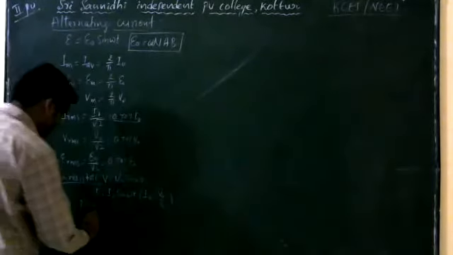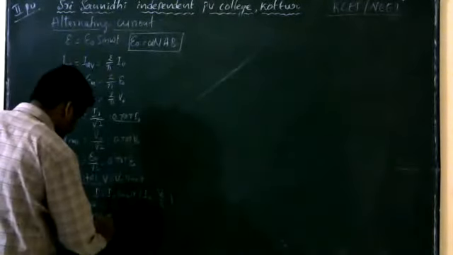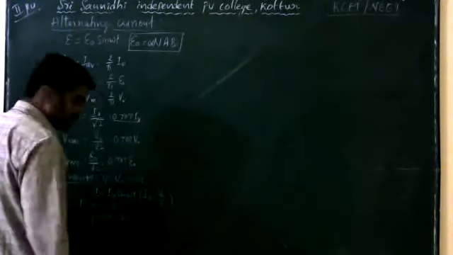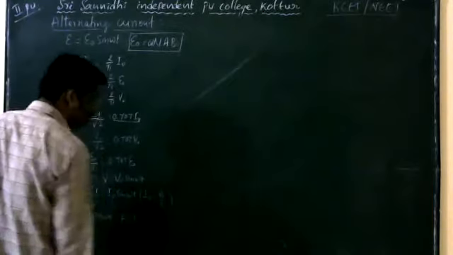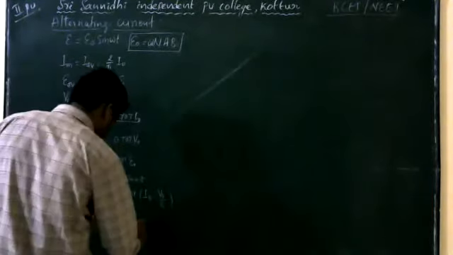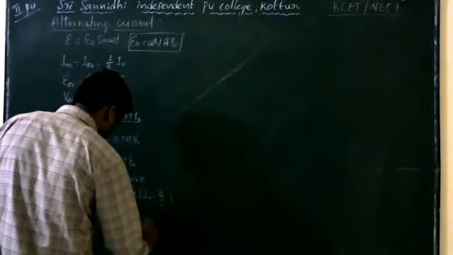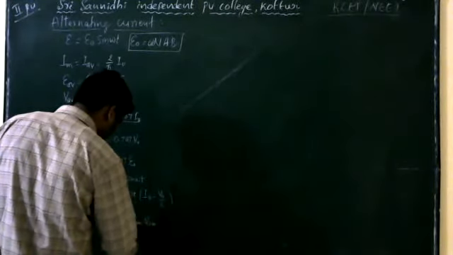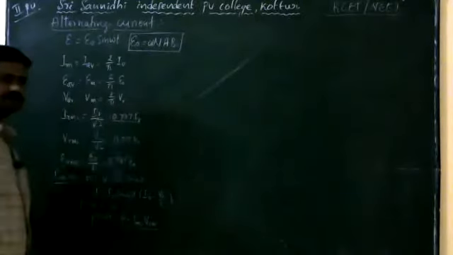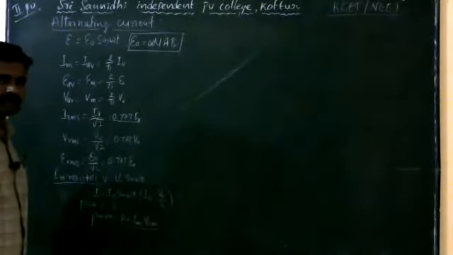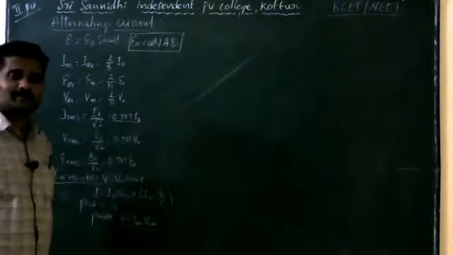Power dissipation in the resistor: P is equal to the maximum power obtained by I RMS into V RMS. This is the maximum power dissipated. I RMS into V RMS power will be dissipated in your resistor.